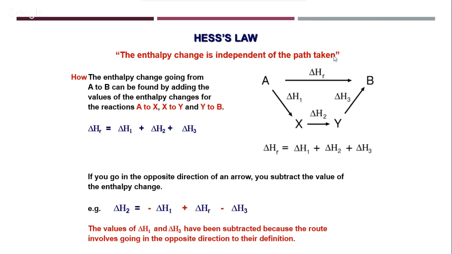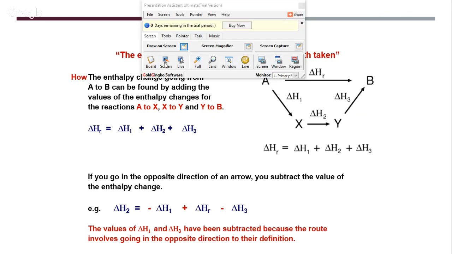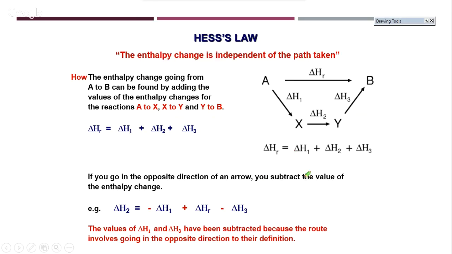Okay. Now what happens if you go in the opposite direction? If you go in the opposite direction of the arrow, instead of adding the value, you will subtract the value. So let's say, for example, from X to Y, this is delta H2. And if I have to go from X to Y, I'm going to go in the opposite direction here, then in the same direction, and then again in the opposite direction. Because I went in the opposite direction at delta H1, I have written a minus delta H1.